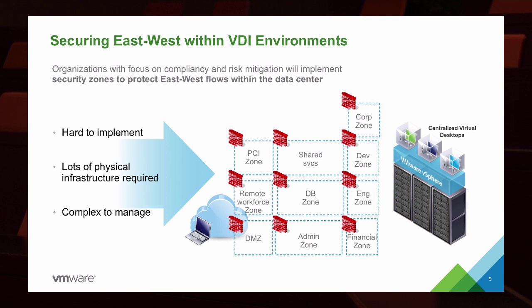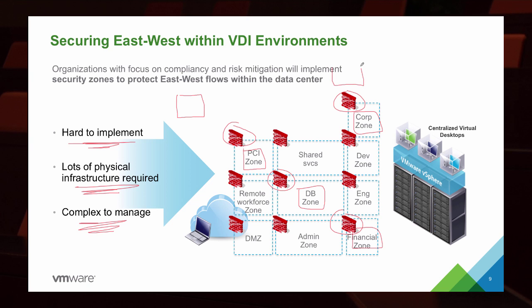We could secure east-west within VDI if we wanted to try to do it in a physical realm. We could have a zone for PCI compliance, a zone for databases, a zone for finance, and we could apply different physical firewalls inside of each of these. But the problem is, this would be really hard to implement, and it would require a lot of physical infrastructure, and it also means it's going to be very complex to manage because we're likely going to have multiple interfaces for each one of these firewalls in order to manage them. And we're going to have to go from one firewall to another, making sure the configurations are replicated across all these spaces. So not only is it going to be complicated, but we're also really increasing the probability for error.